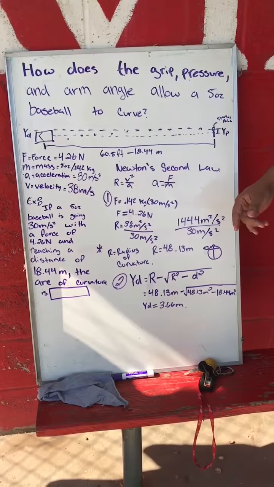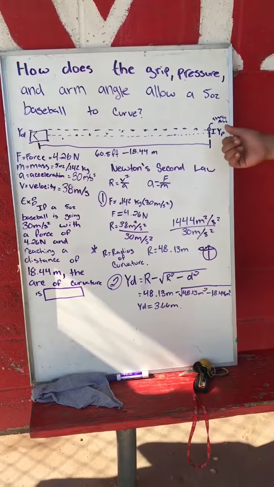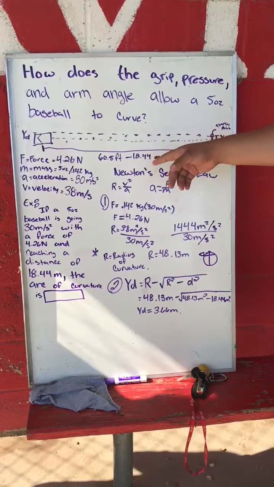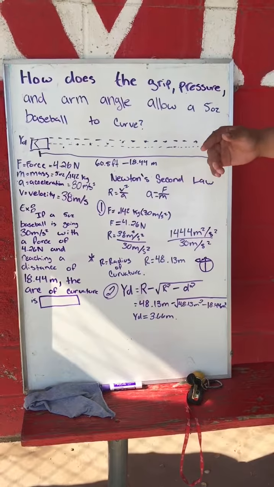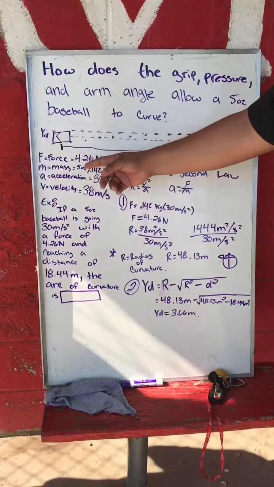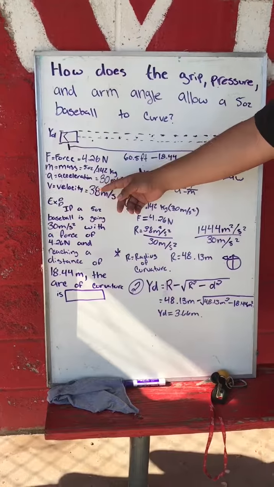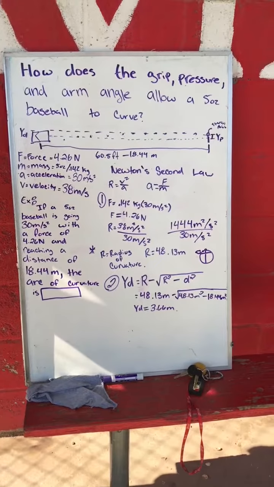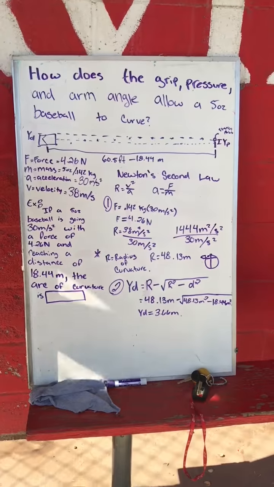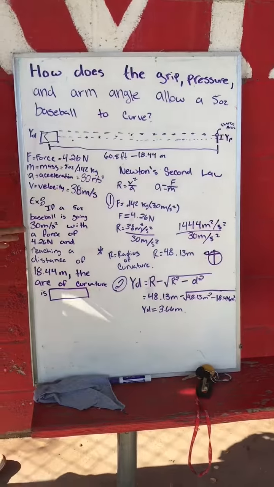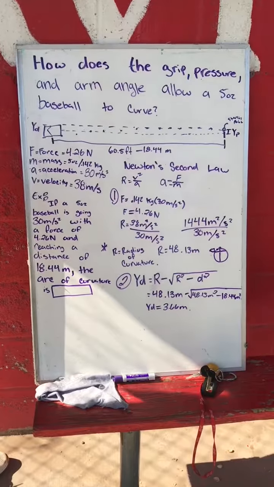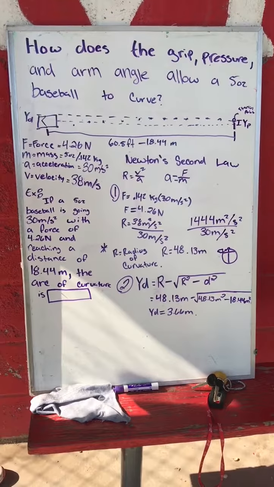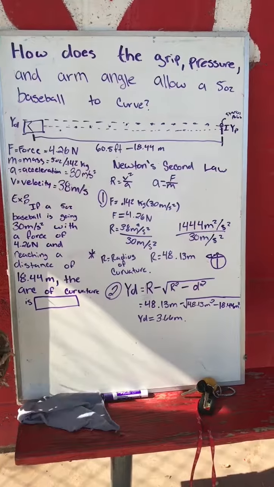To solve our equation, we're going to need the distance between the pitcher's mound to home plate, which is 60.5 feet or 18.44 meters. We will also need to find force, mass, acceleration, and velocity. Alright, so an example of how the grip, pressure, and arm angle allow a 5-ounce baseball to curve, we would be giving an example of a 5-ounce baseball going 30 meters per second with a force of 4.26 newtons and reaching a distance of 18.44 meters, with the arc of curvature blank.